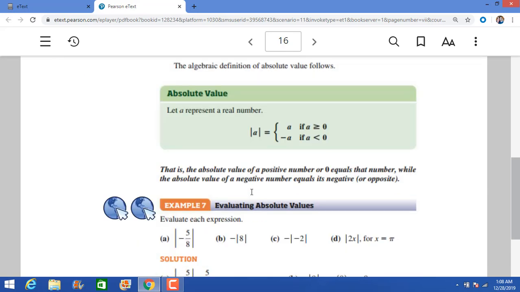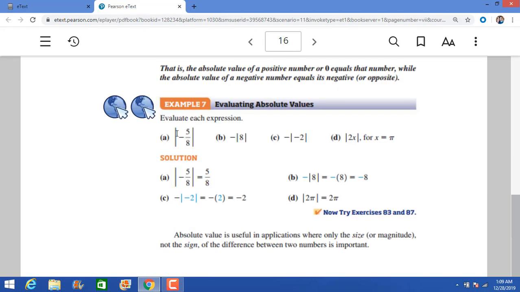So here is the definition of the absolute value algebraically. The absolute value of a is equal to a if a is greater than or equal to 0, but the absolute value of a is equal to the negative value of a if a is less than 0. That is, the absolute value of a positive number or 0 will always equal that number, while the absolute value of a negative number is going to be the opposite of that value. So it will always be positive. In other words, the absolute value of negative 5/8 will just be 5/8.